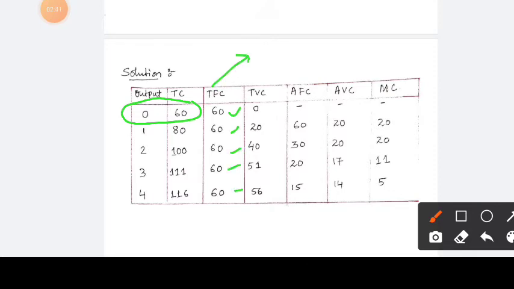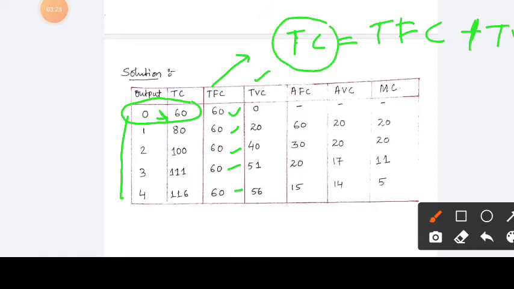As discussed earlier in the video, total fixed costs are those costs which do not change with output. They remain fixed irrespective of the change in output. Means if output changes, total fixed cost will remain constant, always constant. So at 0 level of output, our total cost was 60, so we can say that total fixed cost for all the outputs will be 60. Clear? Now how to find total variable cost? I have discussed one formula, that is TC equals TFC plus TVC.